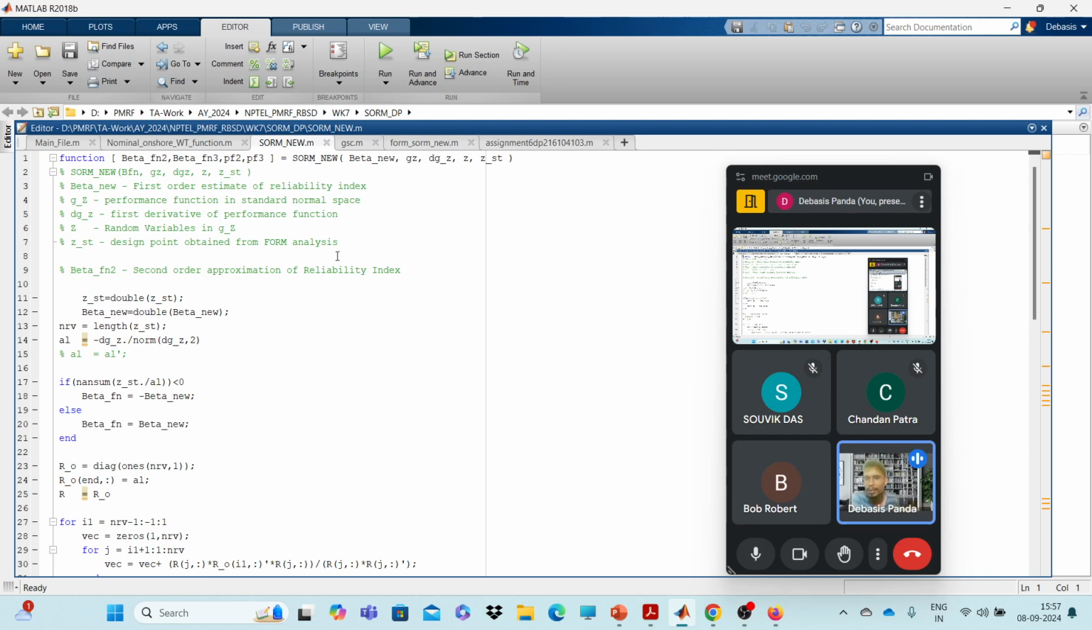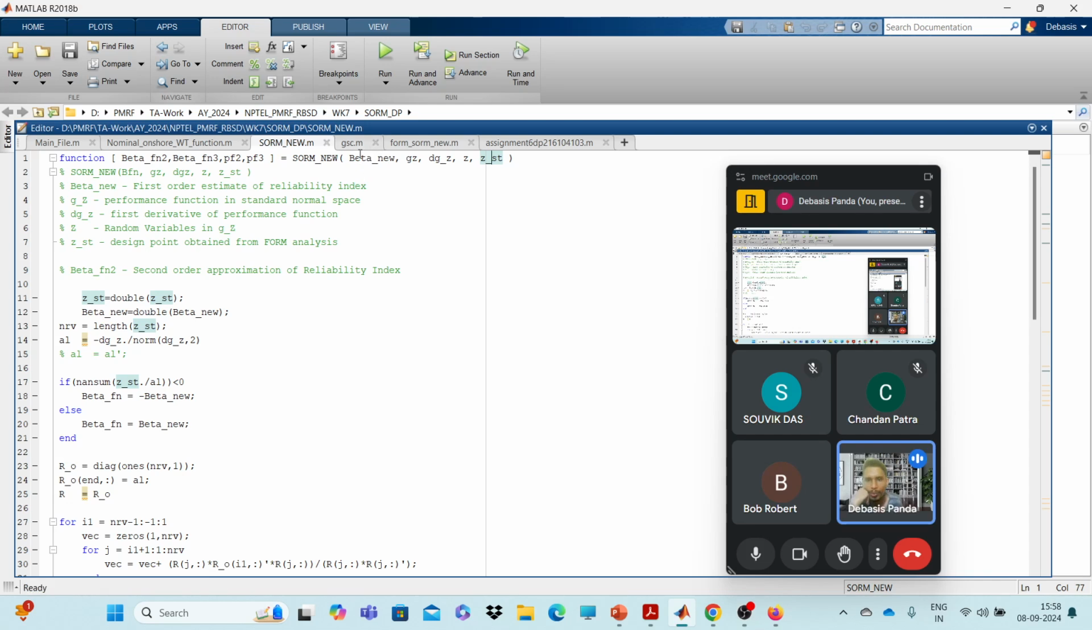So this is the function file for the second order reliability method, which I made, like SORM. What are the inputs here? The beta, that means the beta you are getting from the first order reliability method. Here I have written first order estimation. Now what is gz? It's the performance function in the standard normal space. We need it because we need to differentiate it twice to get the D matrix. Now dgz is the first order derivative function, to get the alphas from the first order reliability code. Z is the variable, and zst is the final design points.